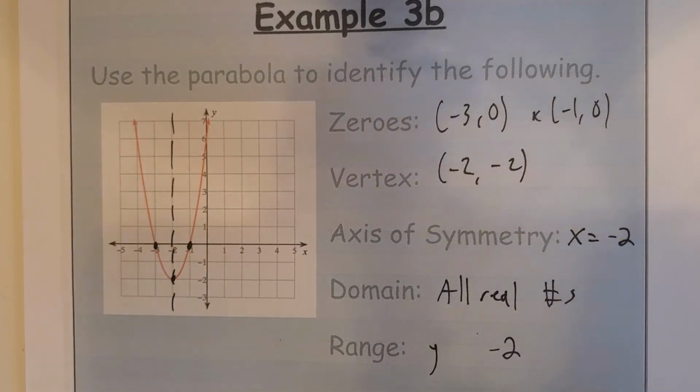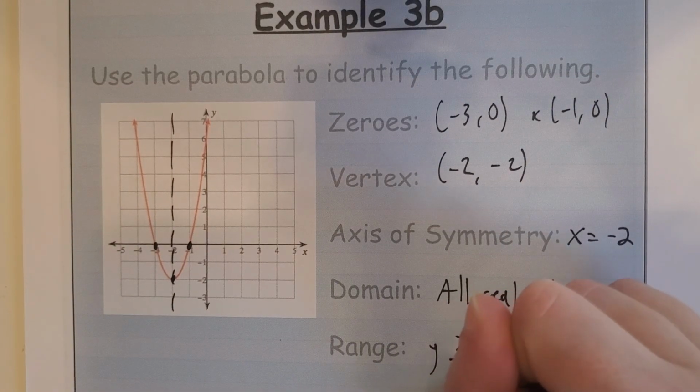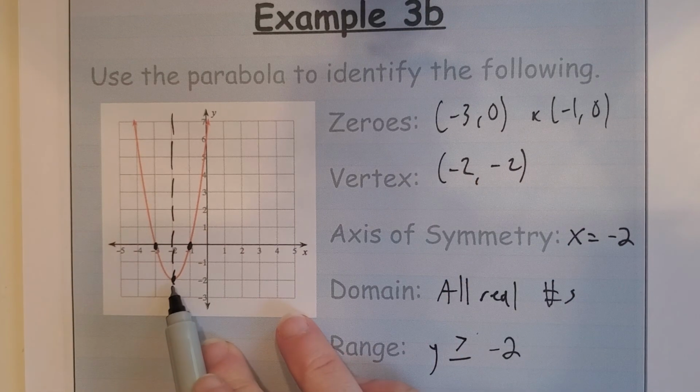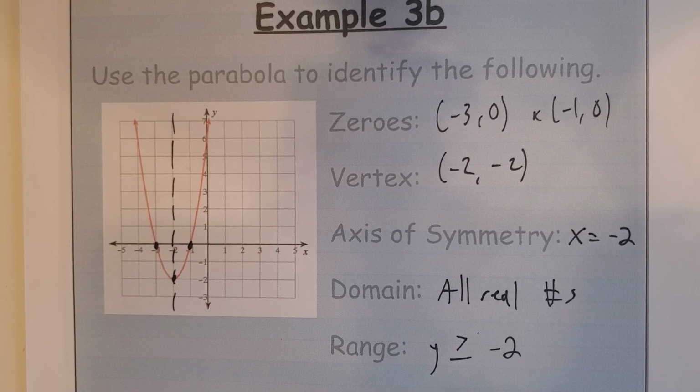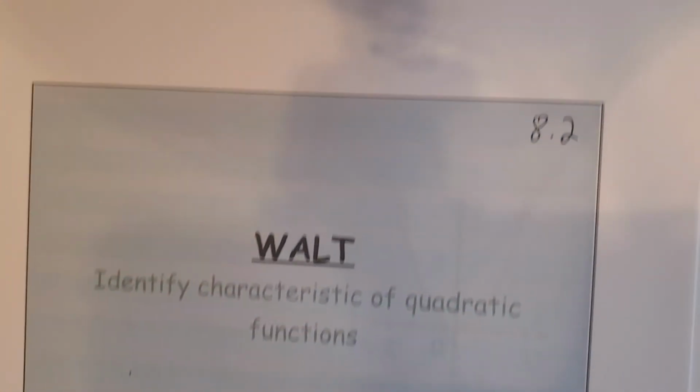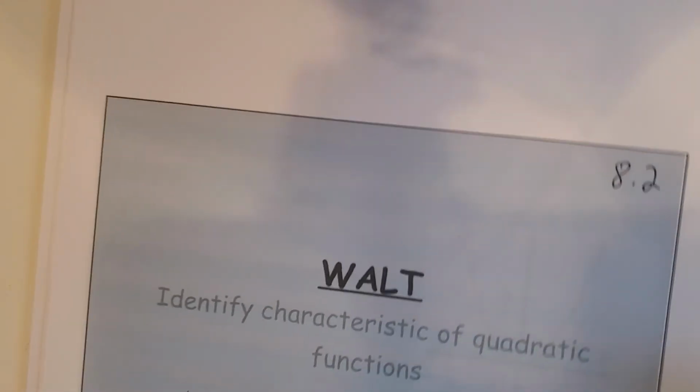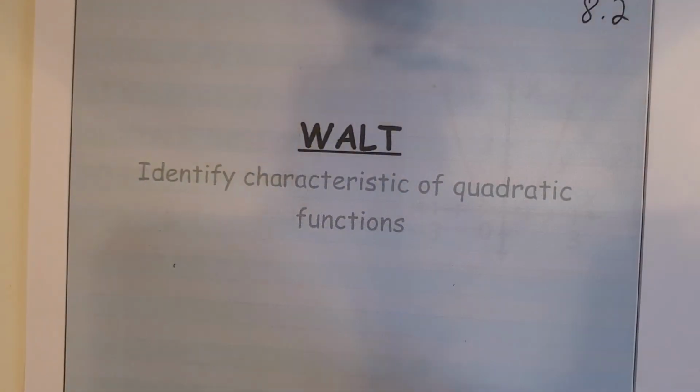So our range is going to be y is greater than or equal to -2, again, because of this filled in point down here at the vertex. If for whatever reason you had an open circle, it would be greater than or less than. But then that would change the domain, and things would probably get slightly more complicated than anything that we've talked about in this video.